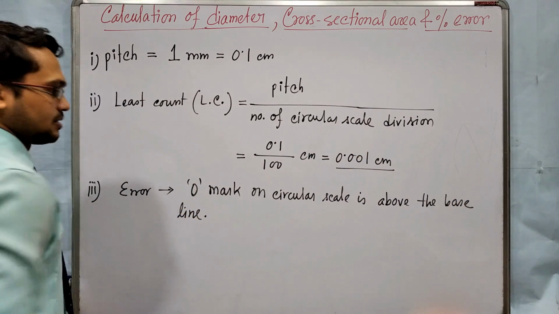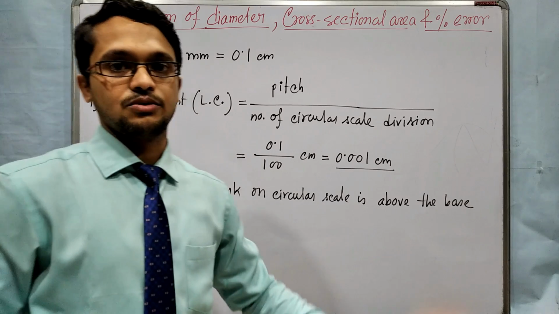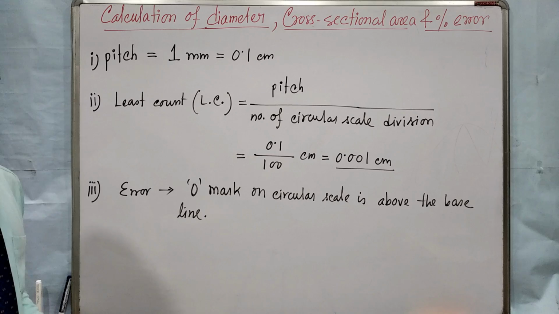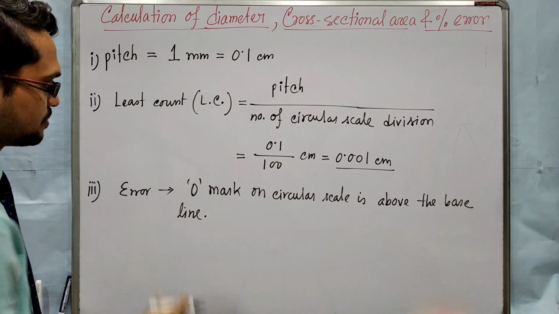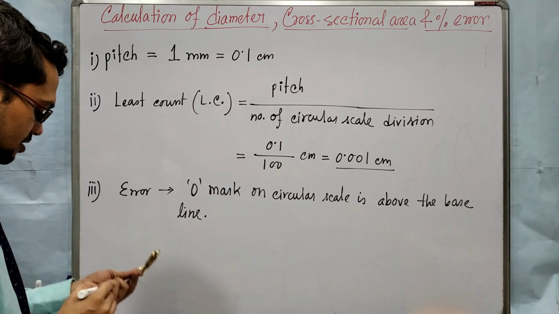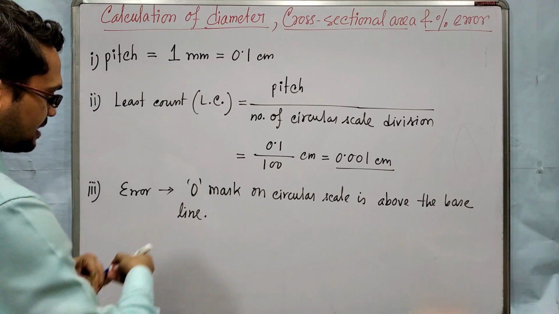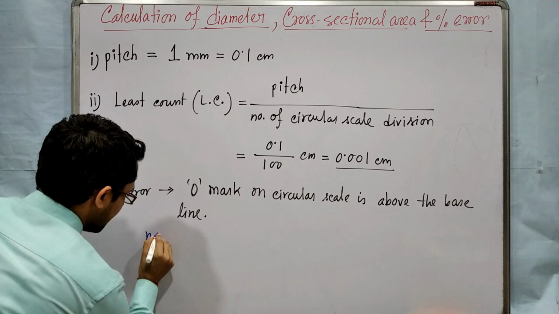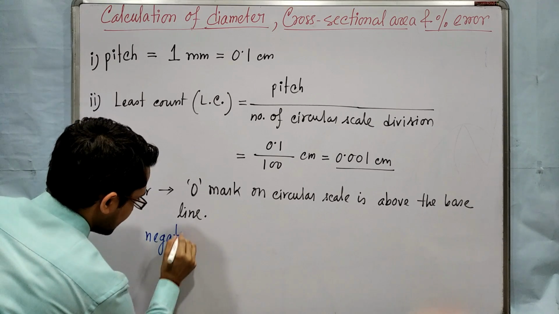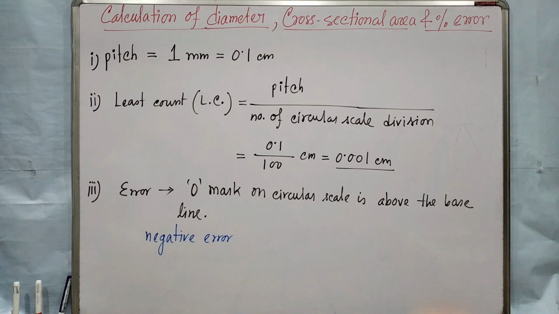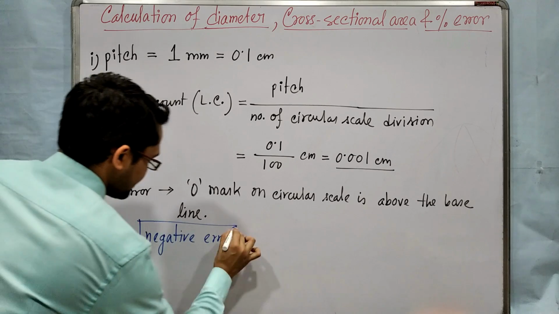If this is the condition, then which kind of error will you get? There are two kinds of error, positive error and negative error. So which kind of error will you get for this condition? For this condition, we will get negative error. So in my instrument there is some negative error. Now how to calculate this negative error?